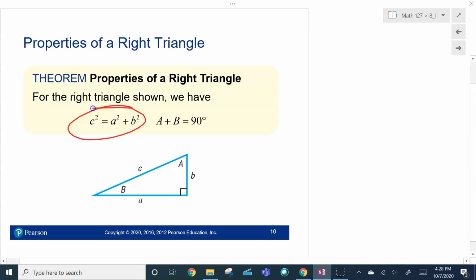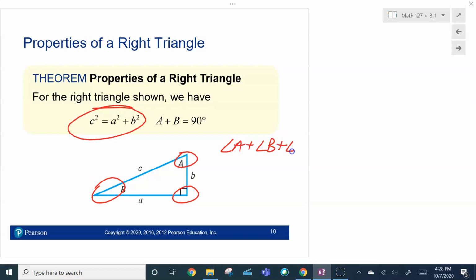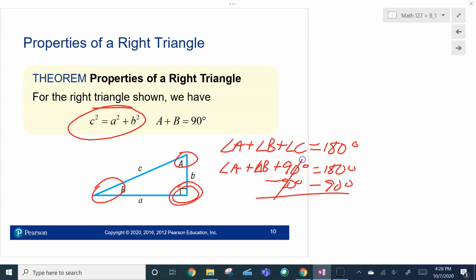Alright, so we remember the old Pythagorean theorem. We also remember that angle A plus angle B plus angle C is 180 degrees, and of course if we have a right triangle, then we know that's 90 degrees. So the two left over have got to sum up to 90 degrees.